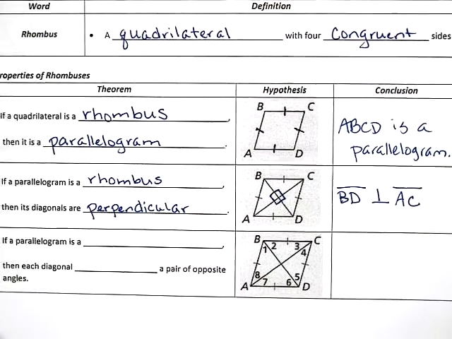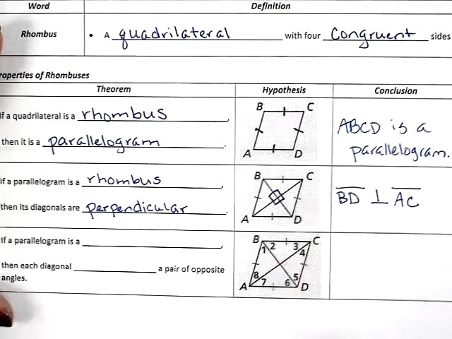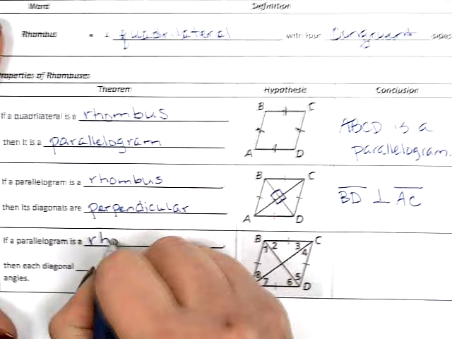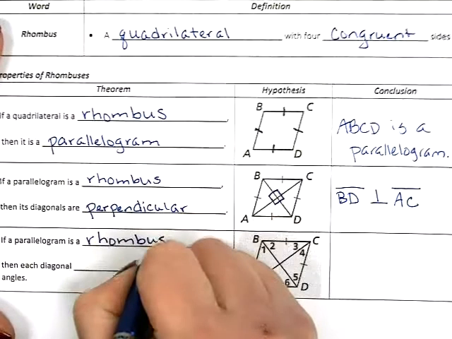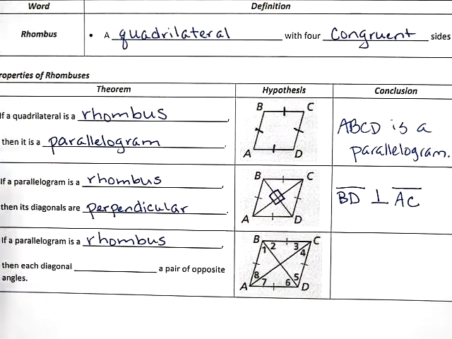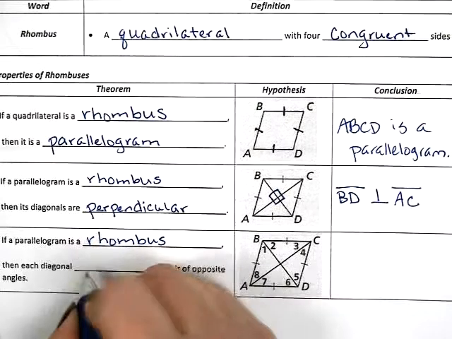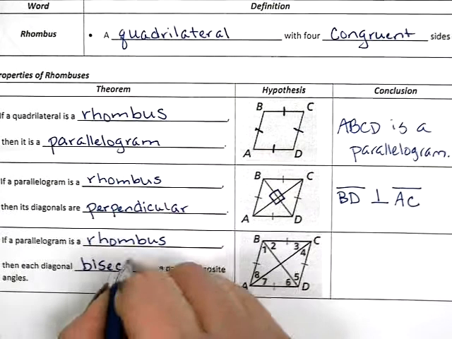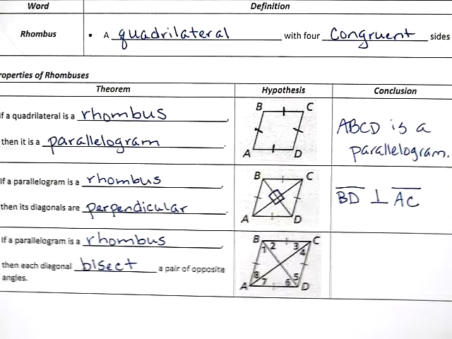Okay? Then we have another really cool one. So if a parallelogram is a rhombus, then the diagonals bisect a pair of opposite angles.